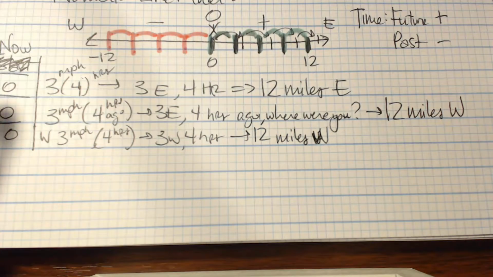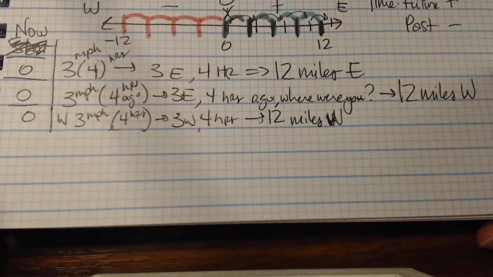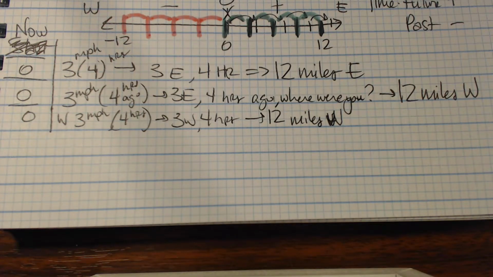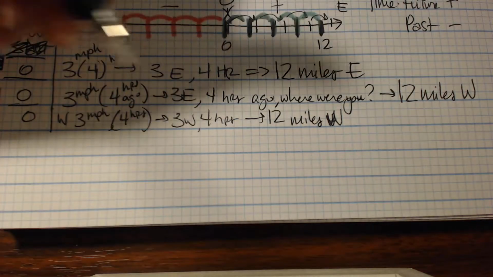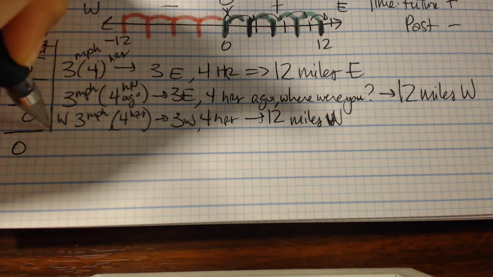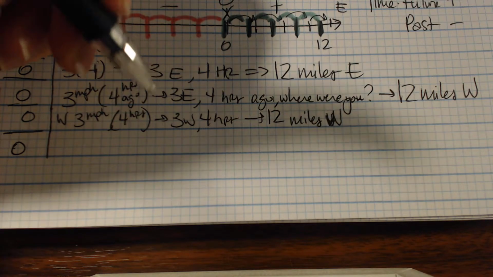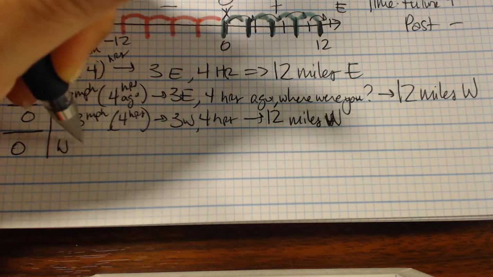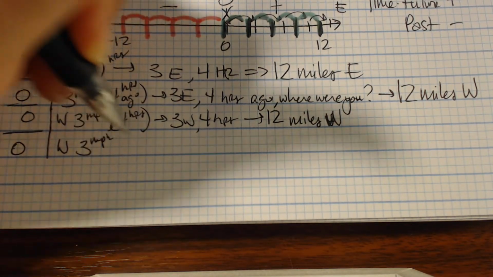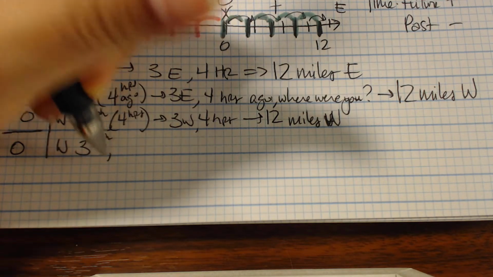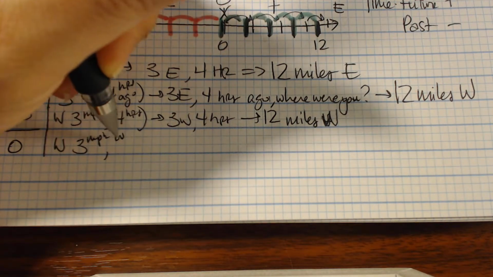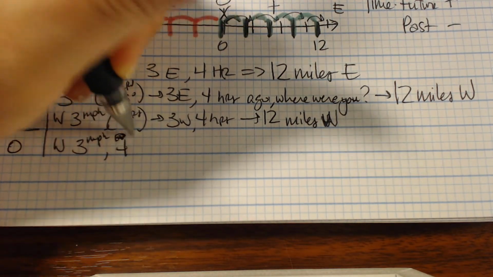It's weird, W. Sorry, I'm trying to write while looking at the screen. So, we're going to translate all this to positive, negative in just a minute, okay? And then the last one is that you're now at 0, just right now, and you were moving west 3 miles per hour. And so where were you 4 hours ago?